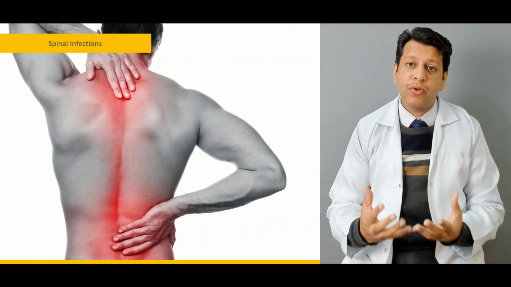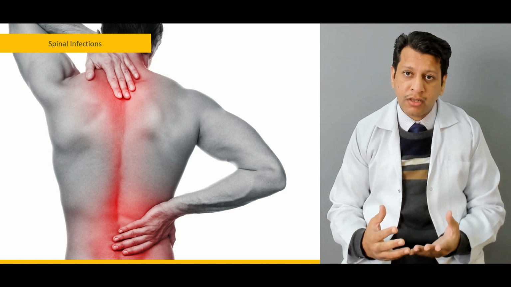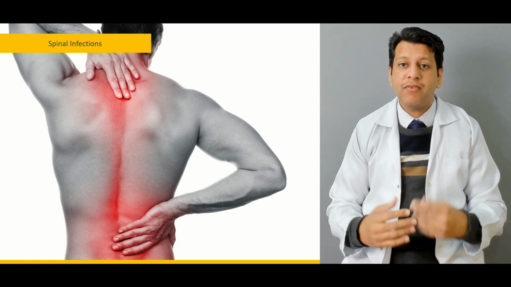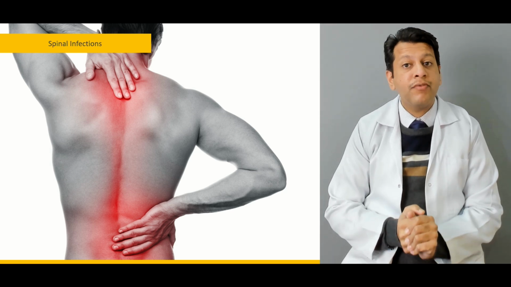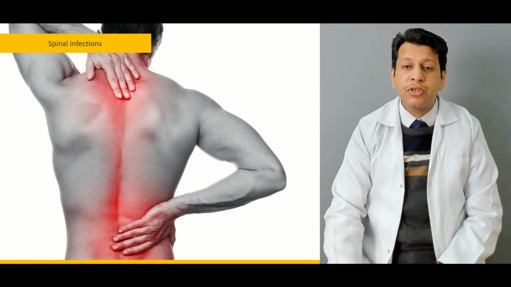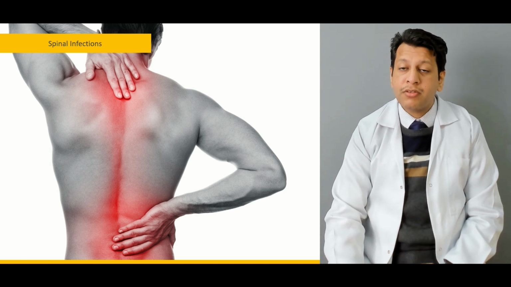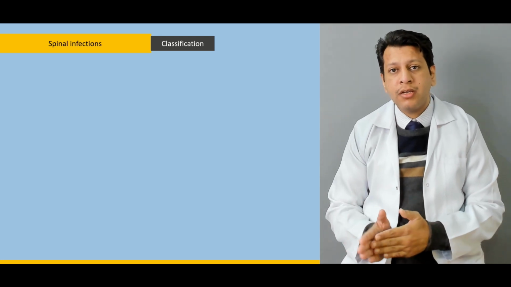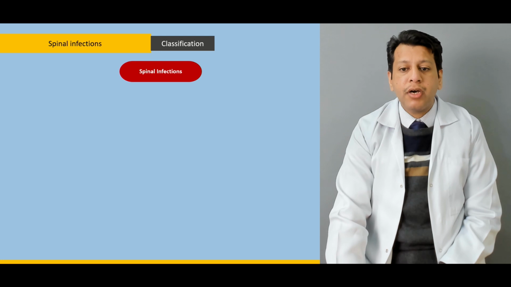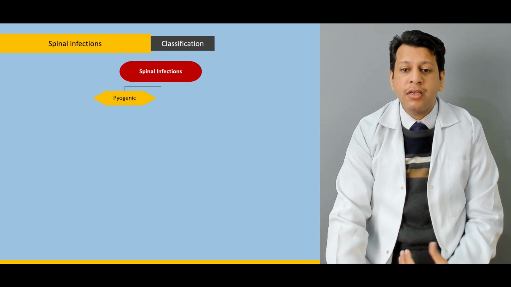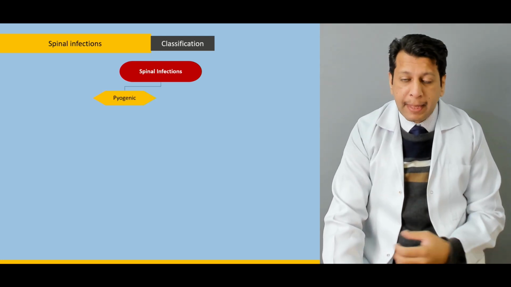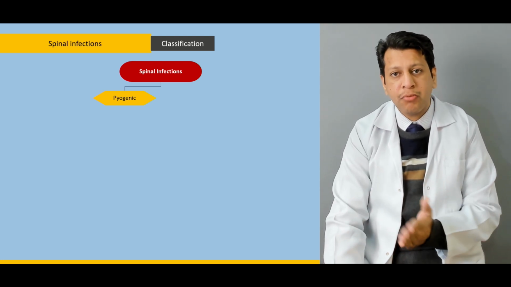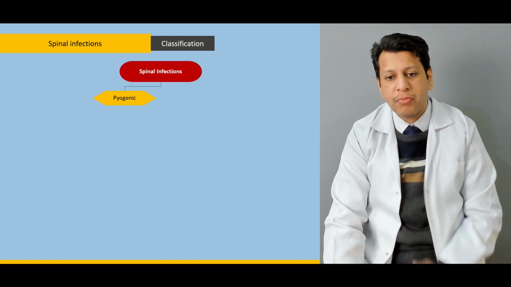If they start involving the roots or the spinal cord itself, they can cause progressive neurological compromise, which may eventually lead to paraplegia or even quadriplegia. Spinal infections can be classified into two basic types: pyogenic and non-pyogenic. Pyogenic infections mainly include bacterial infections. We classify them broadly into types because all other non-bacterial infections can be classified as non-pyogenic.